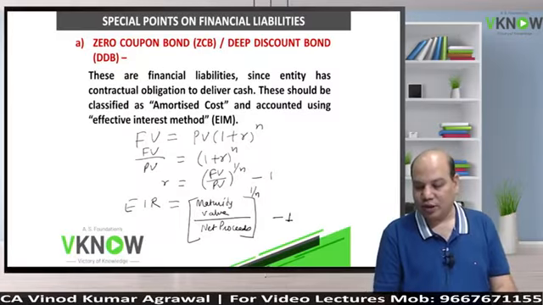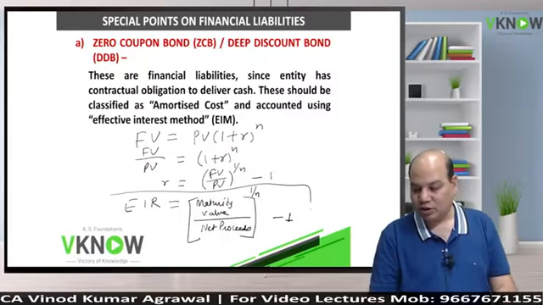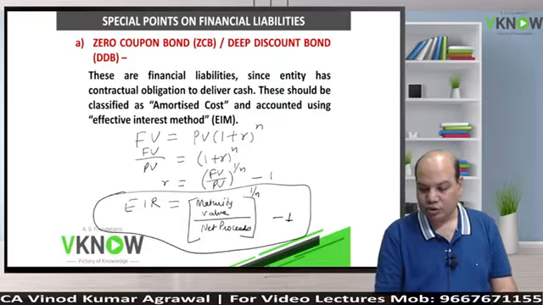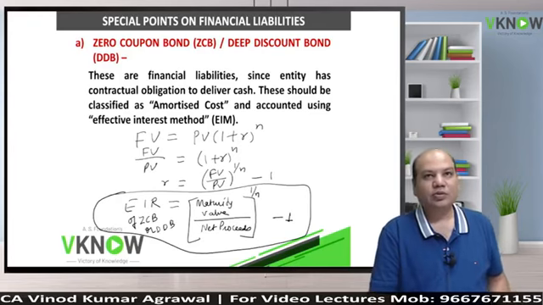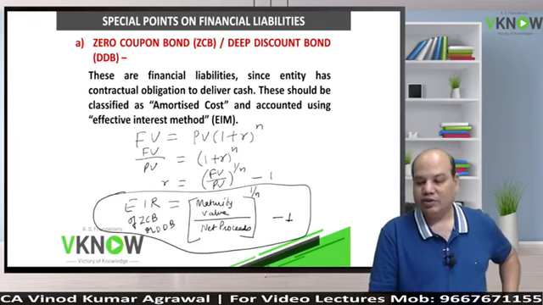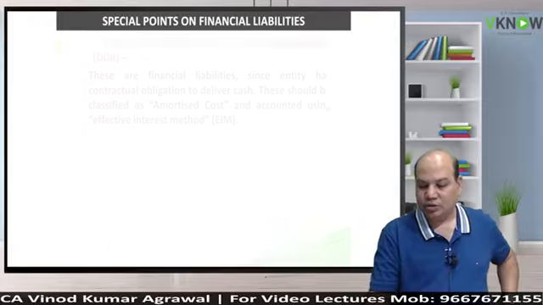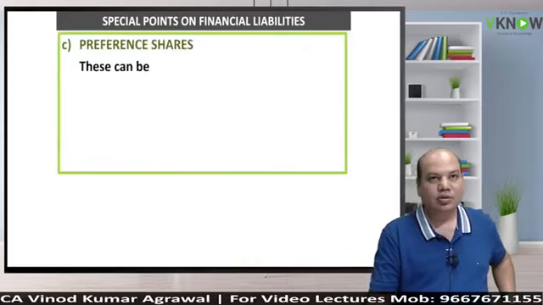So to save time, this is the direct formula of EIR of ZCB or DDB. Direct formula. Otherwise, any other method, if you know, you are free to apply.